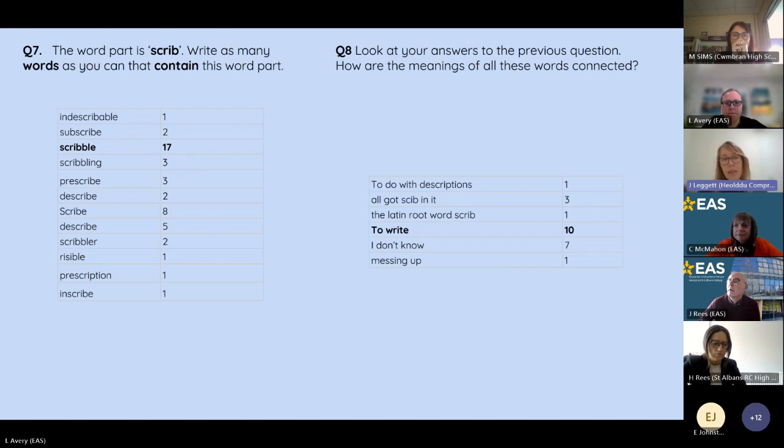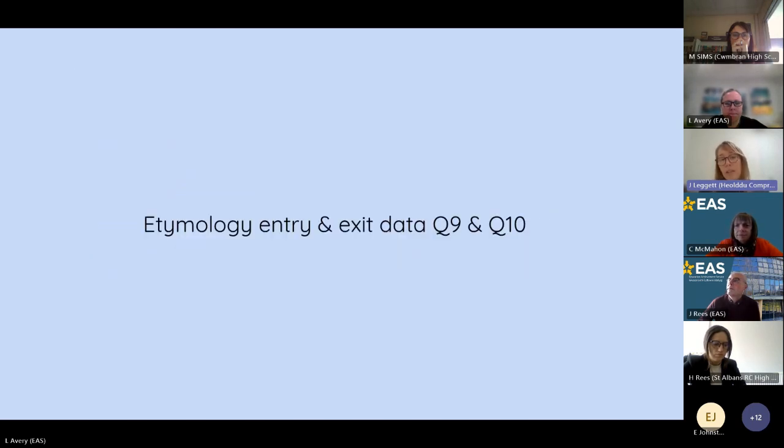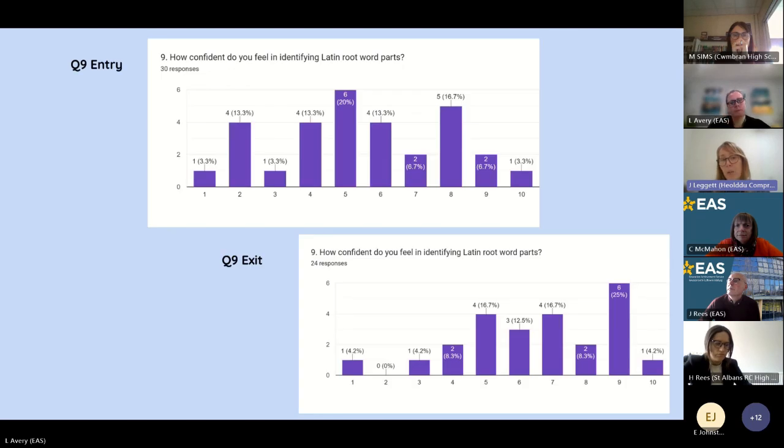And then in terms of entry and exit and question 9, this is how confident you feel. So on entry here, the biggest one I've got is about 5. By the end, I've got the majority up to 9. They're feeling really confident to give it a go, which is what we want.